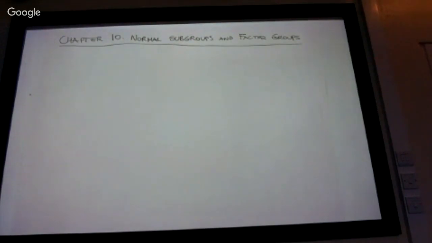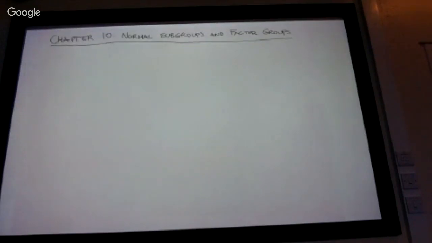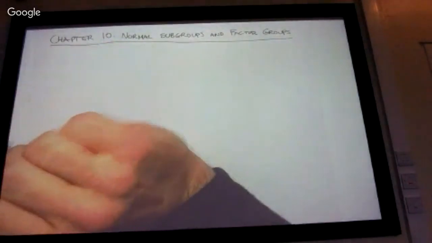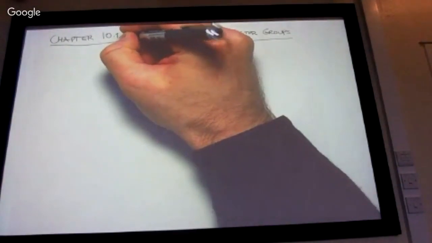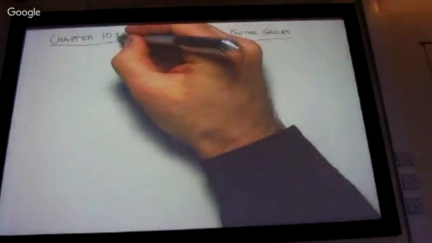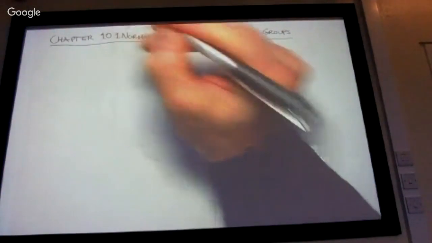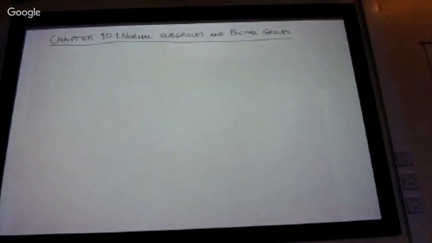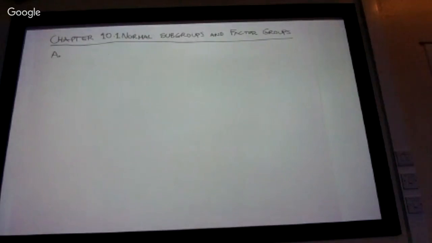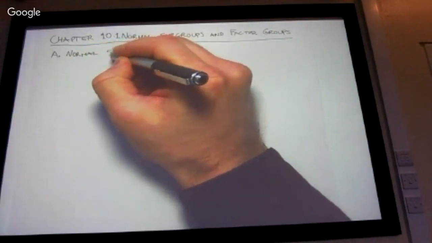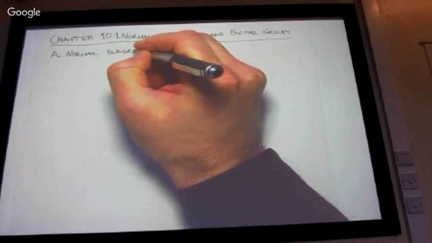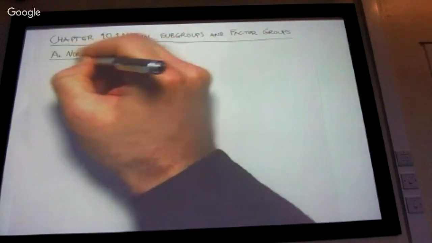Okay, normal subgroups and factor groups. This is called 10.1. I've got a little bit too excited. Normal subgroups. What is normal? Yes, I'm just about to say.